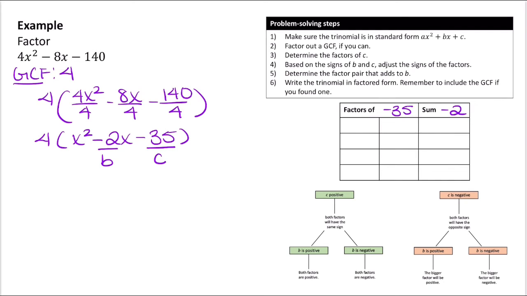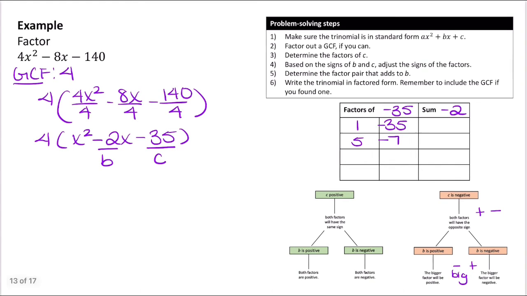In this case, my c is negative. So my factors will have the opposite sign. Well, notice that my b is negative. So actually, my negative factor is going to be the bigger one, and my smaller factor is going to be positive. So let's list out the factors of 35. They're 1 and 35. And then we have 5 and 7. So let's make all the bigger factors negative and find all our sums.